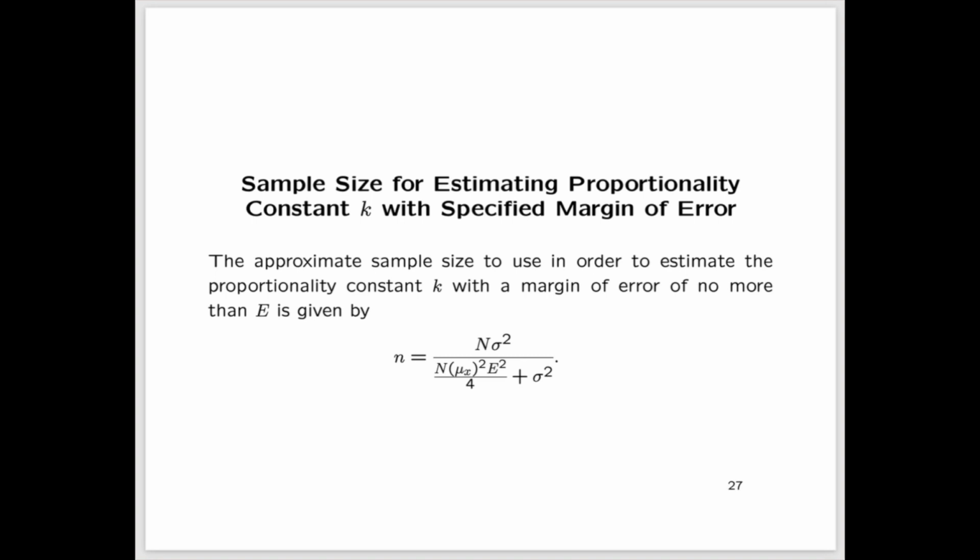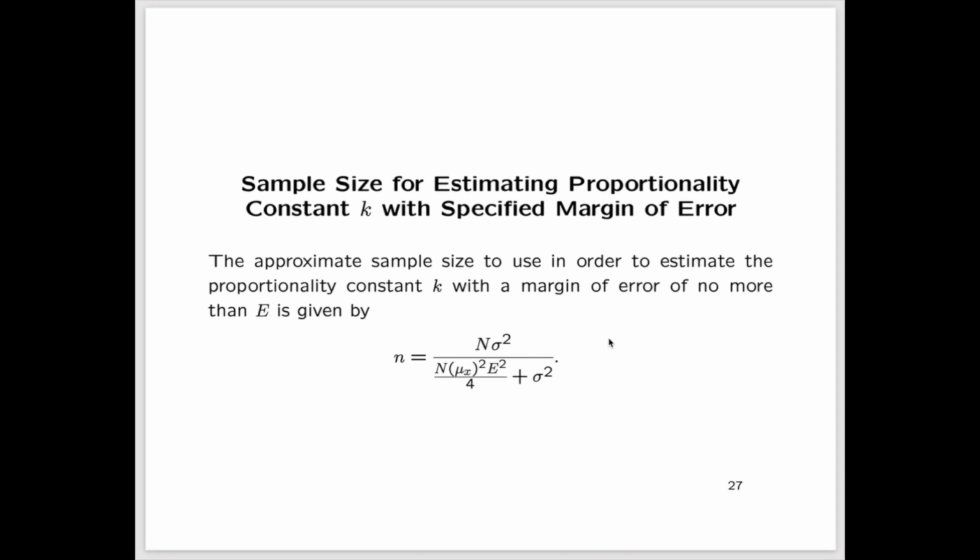The approximate sample size to use in order to estimate the proportionality constant K with a given margin of error of no more than E is given by the following expression. So let's take a few moments to look at this. We have the sample size, lowercase n, being given by this expression on the right-hand side of the equality.